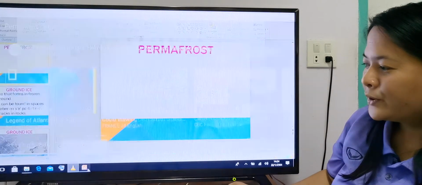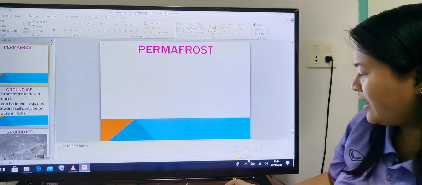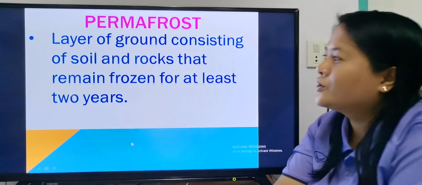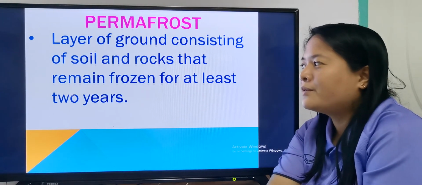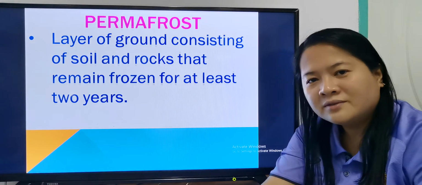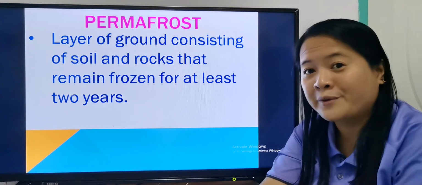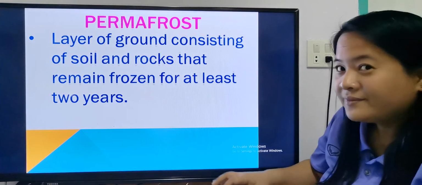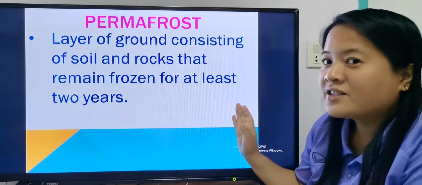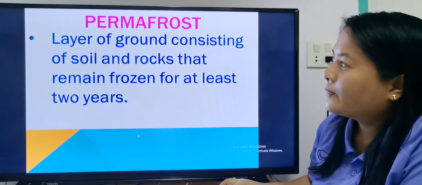Okay, permafrost, as we said, is a layer of ground consisting of soil and rocks that remain frozen for at least 2 years. So this ground has water, and the fresh water there is frozen, okay? I hope you understand what permafrost is. So this is another source of fresh water.